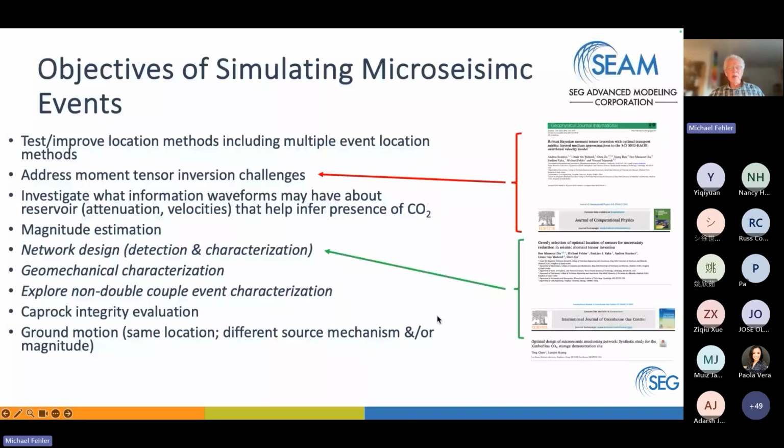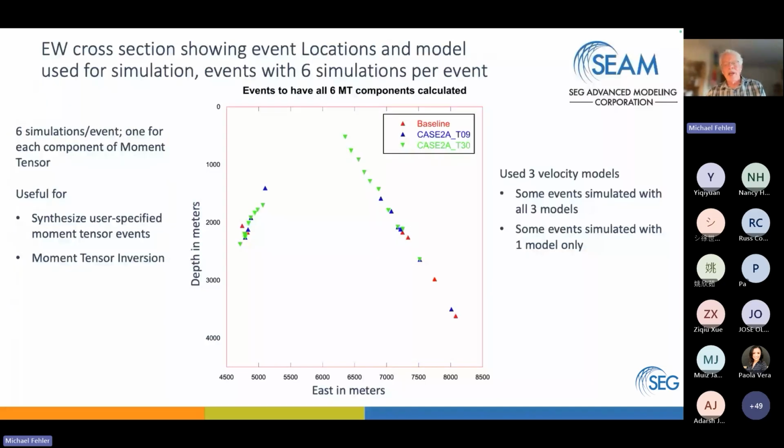There are papers written about all these topics now, non-double couple events, caprock integrity evaluation. People are interested in ground motion. So these are things that we wanted to build a microseismic event data set that could be used for, as many of these objectives as possible by our users, with minimal modification of the data. So we've decided to simulate two sets of events. One set of events, these are the east-west cross-section showing the locations of the events, where at each point, we do 6 simulations.